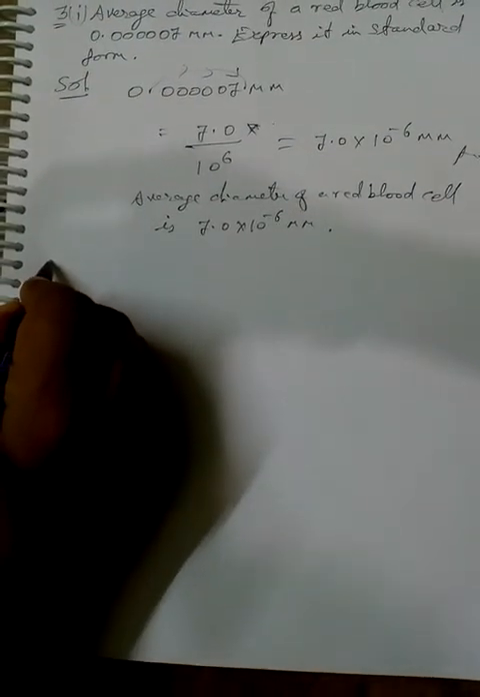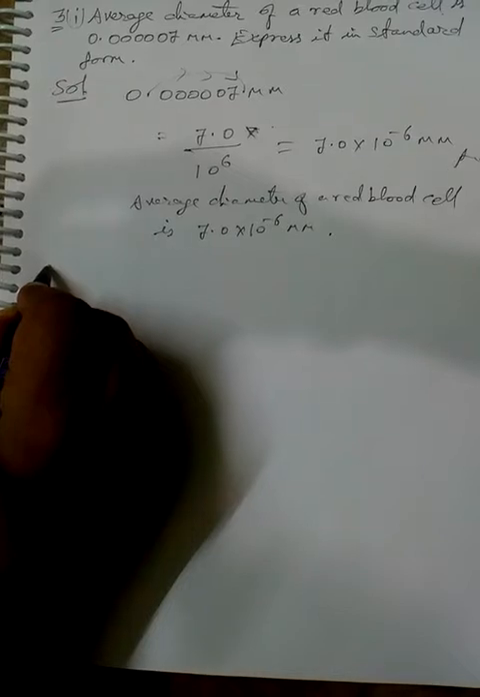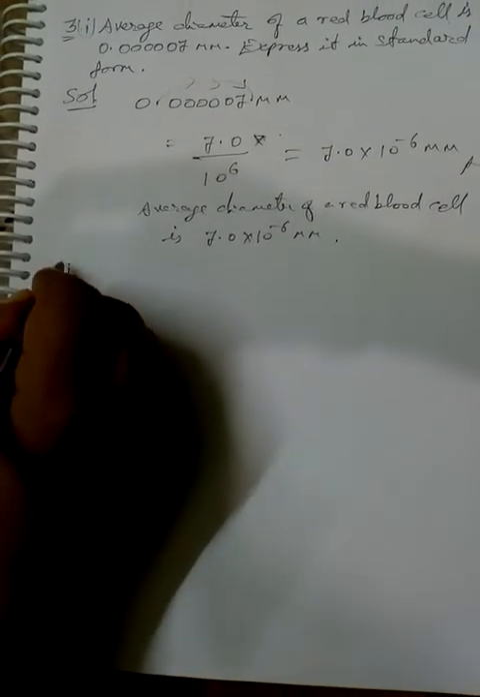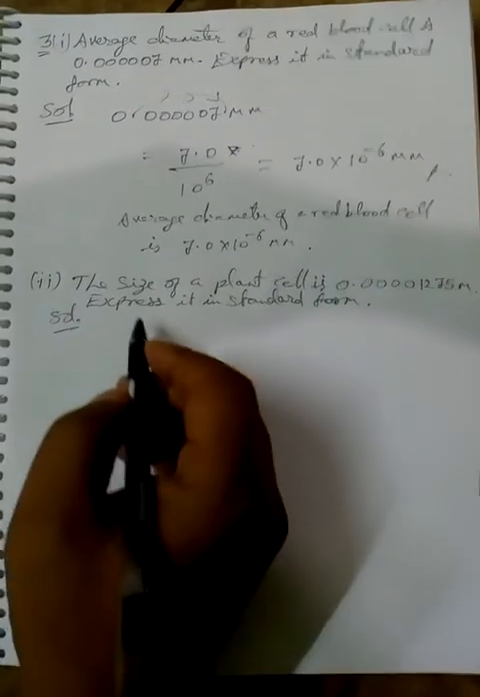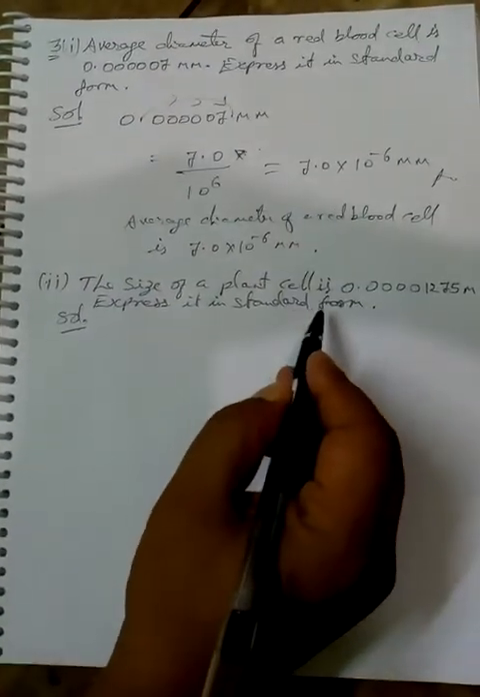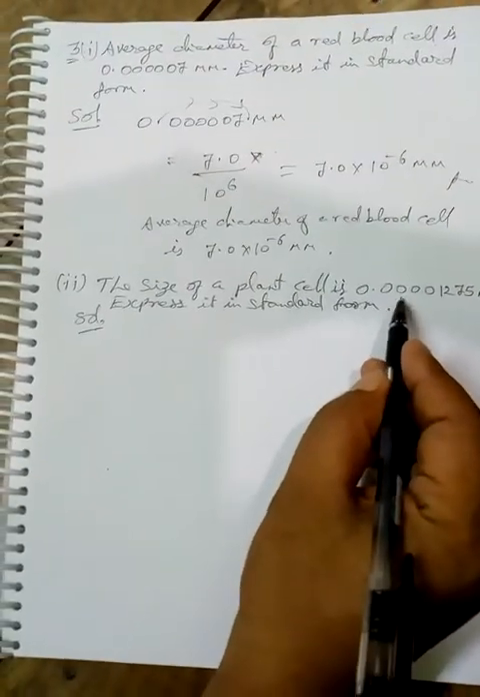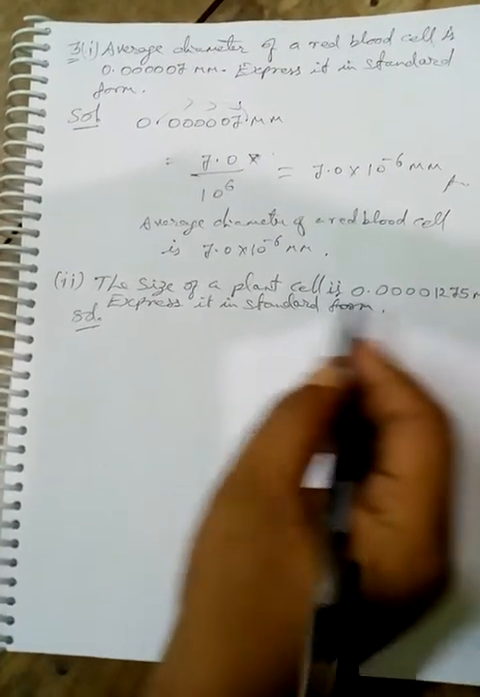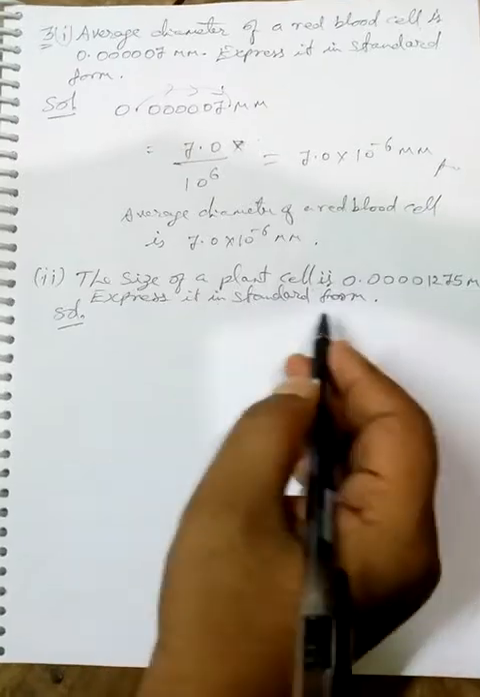The next question I'm going to do of question 3 is the second part. This question is: the size of a plant cell is 0.00001275 meter. Express it in standard form.